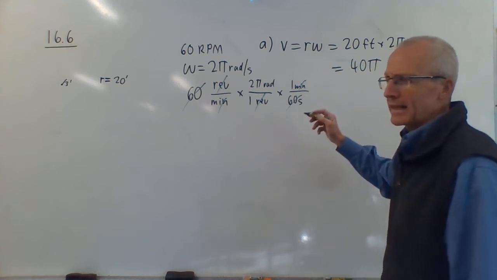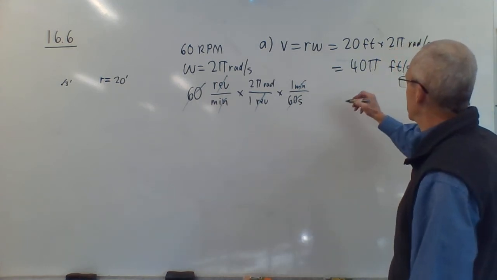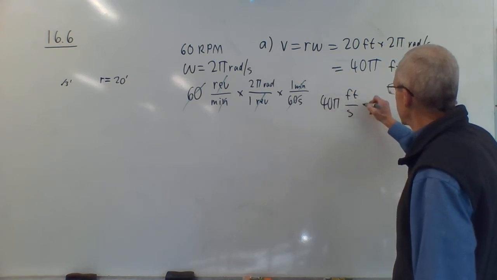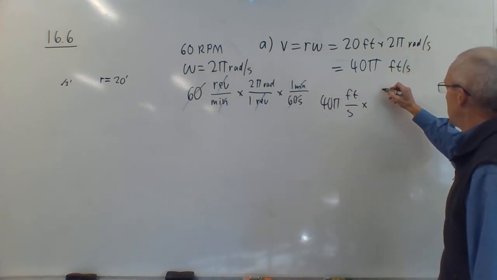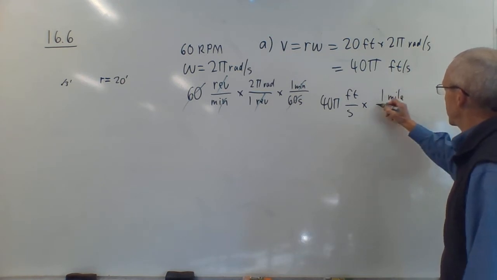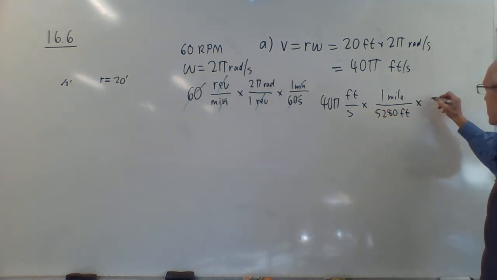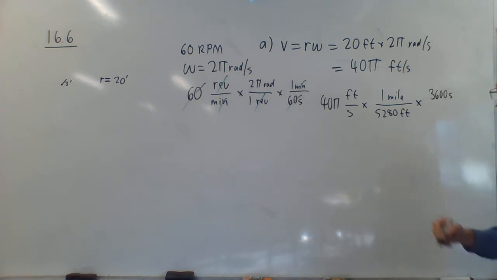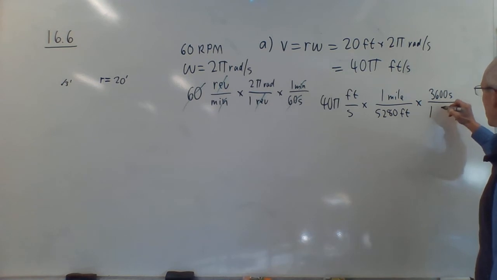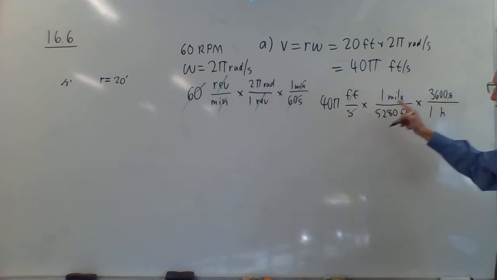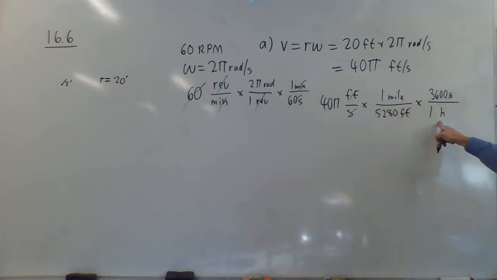We've done this a whole lot, especially in chapter 1. That's all we do. So you take 40 pi feet per second. Hopefully you remember that 1 mile is 5,280 feet. The feet cancel. 1 hour is the same as 3,600 seconds. 60 times 60, yep, that's right, is 1 hour. And the seconds cancel and the feet cancel. We're left with miles per hour, so we know we did it right.